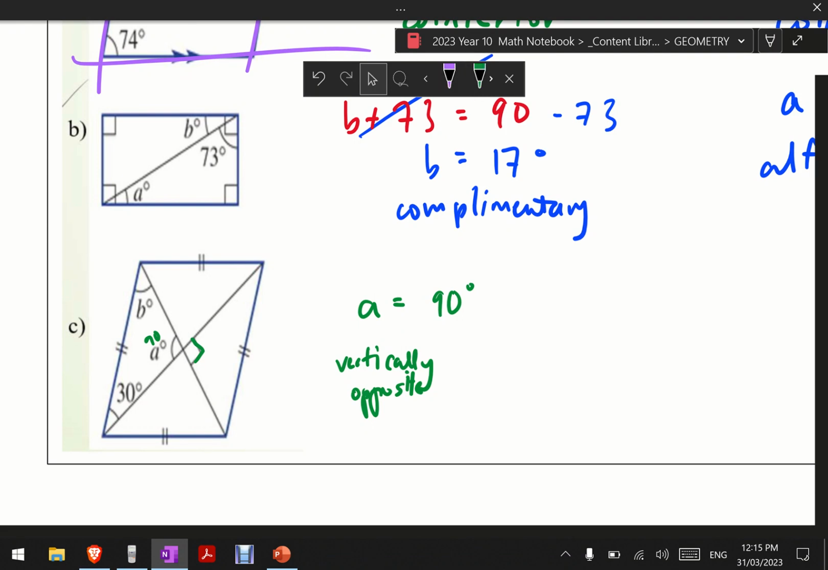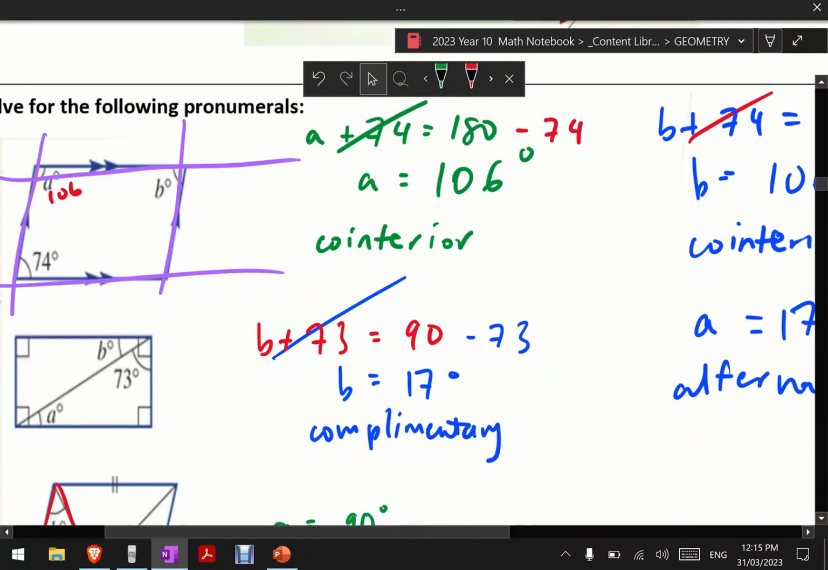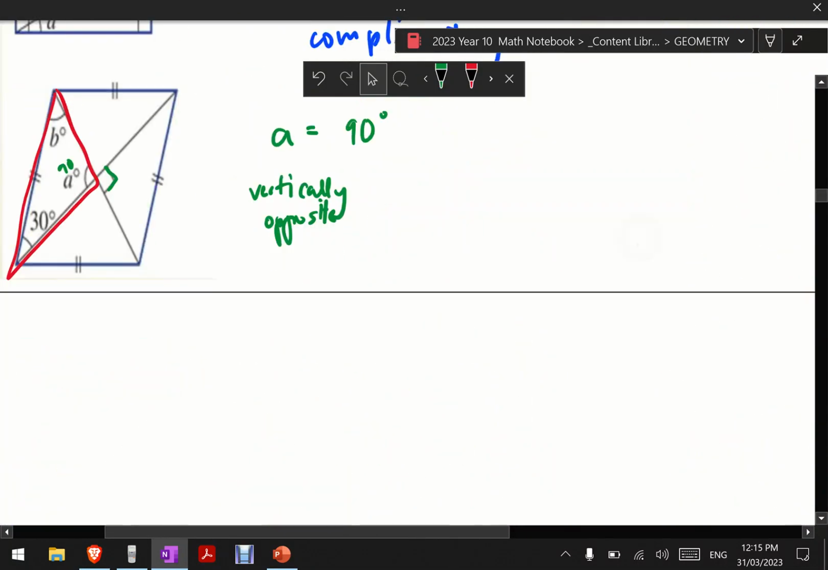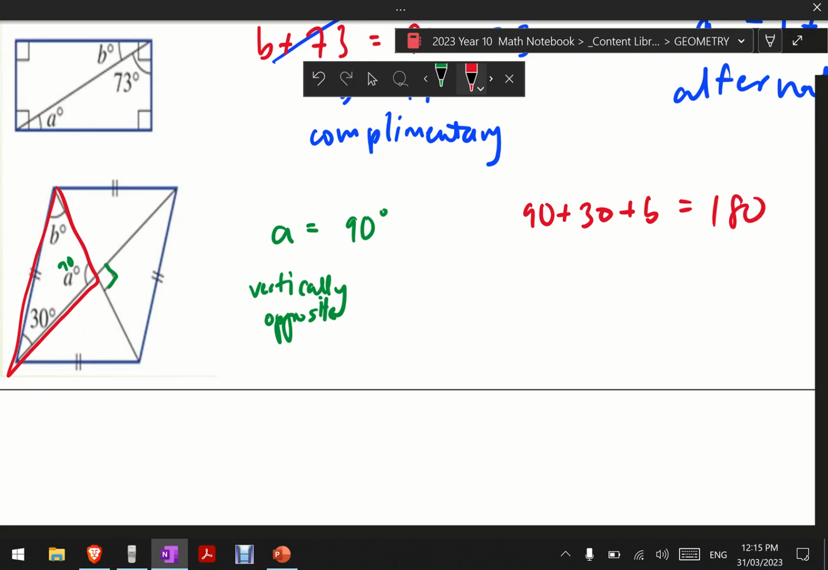90 plus 30 plus B. We could actually use that. It's technically not in there, but I'm going to call it, and it also makes sense. So you'd go 90 plus 30 plus the B. What should that equal? What do all triangles equal to, guys? 180. Always 180.